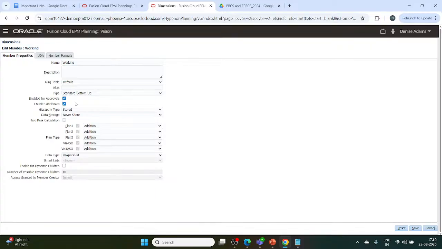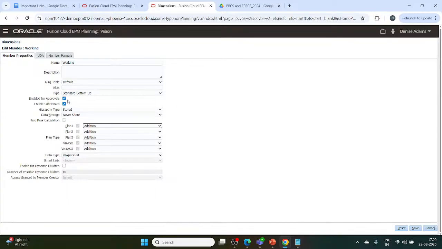Here, enable for approval, enable sandboxes. Hierarchy type is stored dynamic. You can see the two pass calculation here. The meaning of it we have discussed in our earlier classes. Here the data type we have also discussed. Smart list we have done. Enable for dynamic children, possible dynamic children also, and access granted to member creator also.